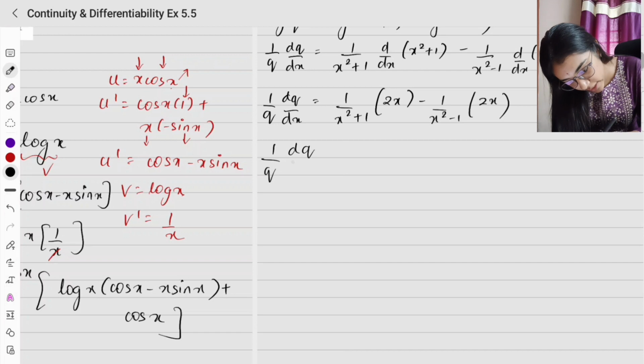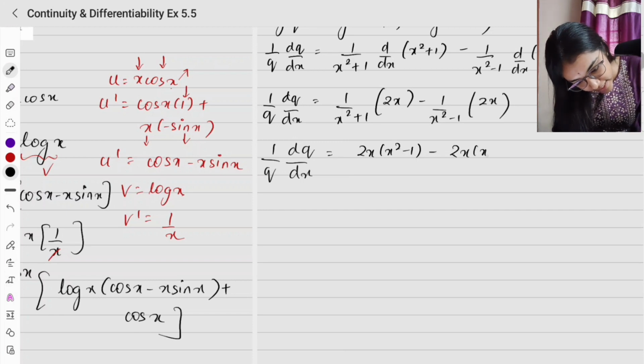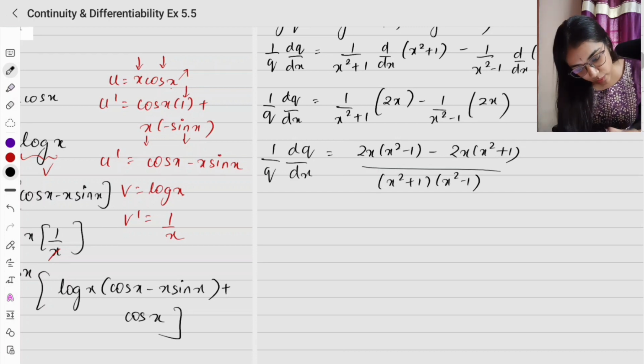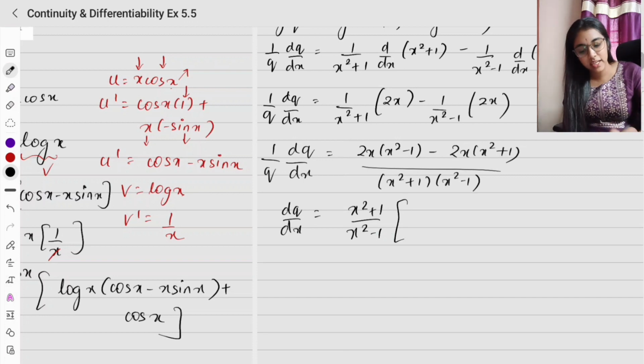So what do I have? 1 by q times dq divided by dx equals, if we take the LCM here, 2x times x square minus 1 minus 2x times x square plus 1, the whole divided by x square plus 1 times x square minus 1. Why am I doing this? Because dq by dx is going to be q times this, where q is x square plus 1 divided by x square minus 1. So here the numerator and the denominator can get cancelled. You see here the x square plus 1 and the x square plus 1 can get cancelled. So that is why I am taking the LCM.